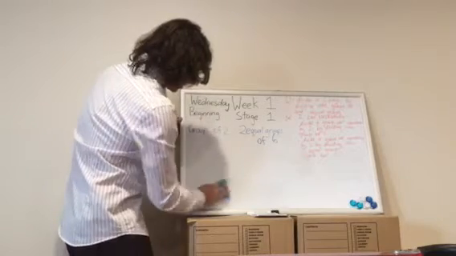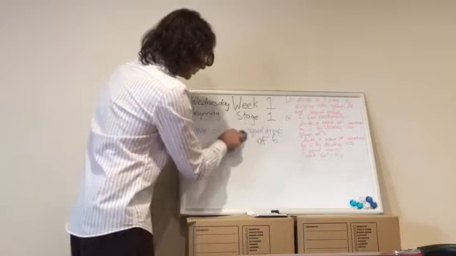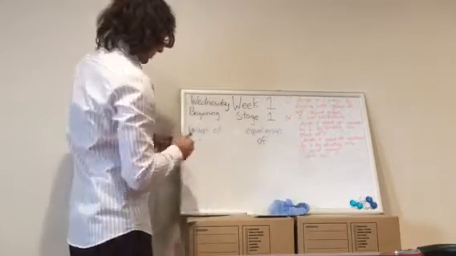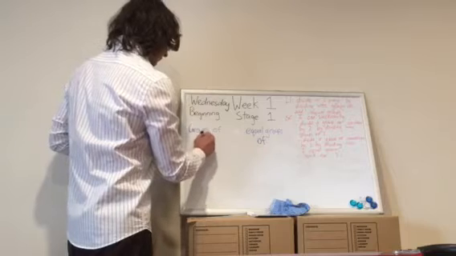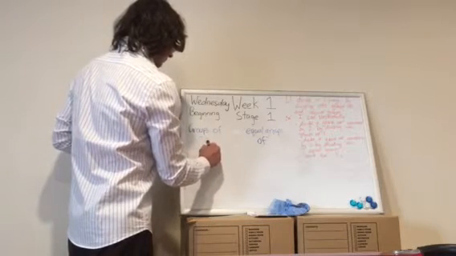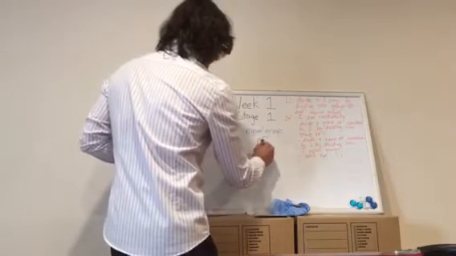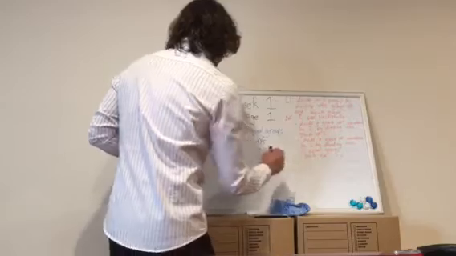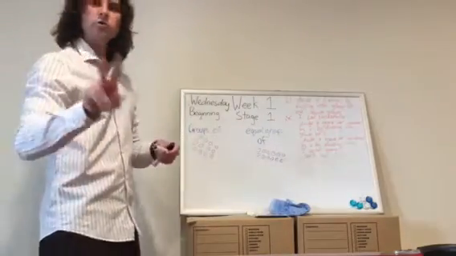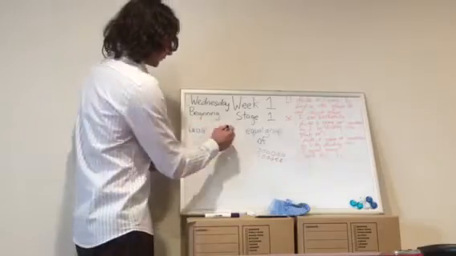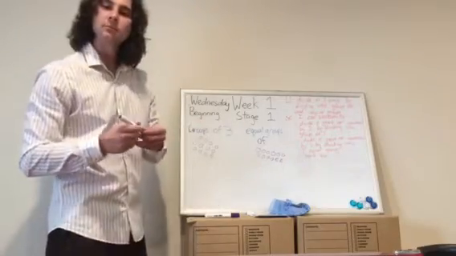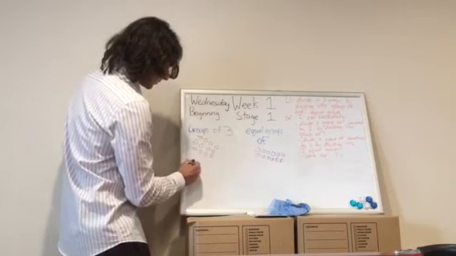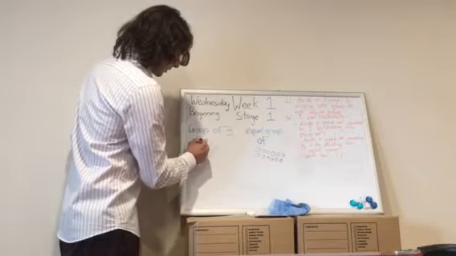Now, if I was to say, I don't want 2 equal groups. I have my 12 counters back. There are my 12 counters. I don't want 2 equal groups. I want groups of 3. So let's make groups of 3. 1, 2, 3. 1, 2, 3. 1, 2, 3.